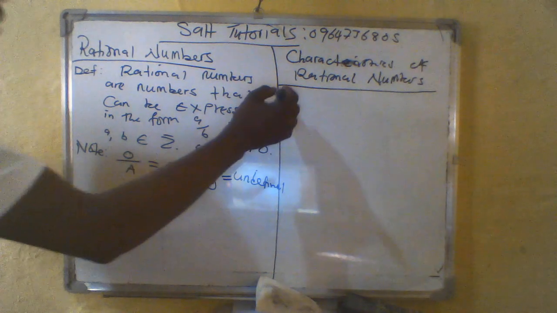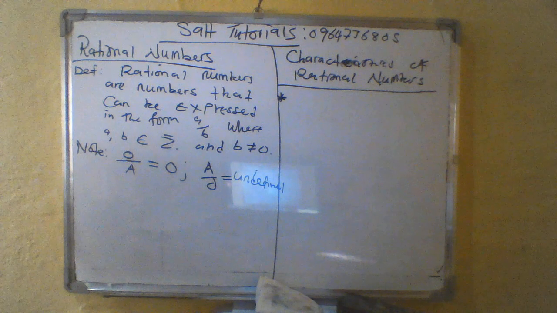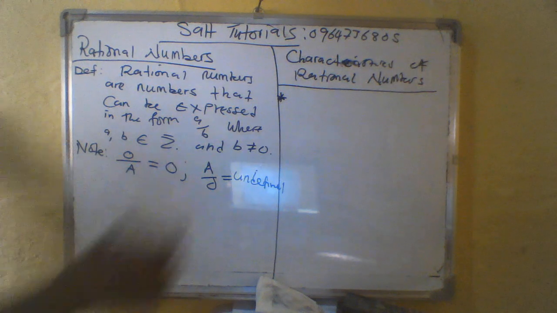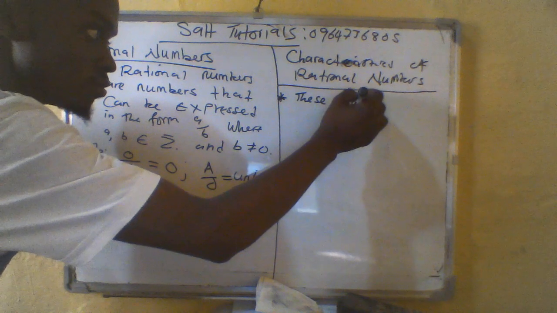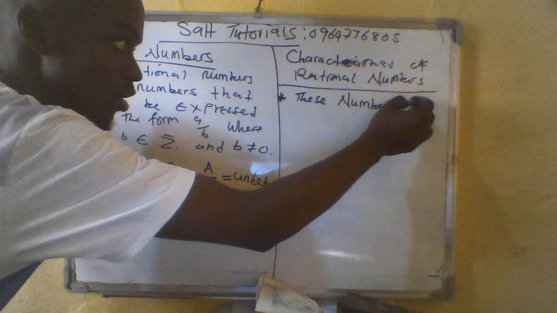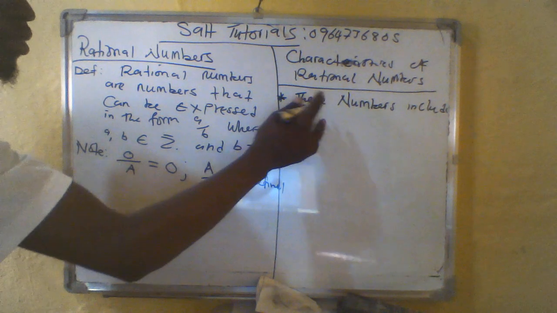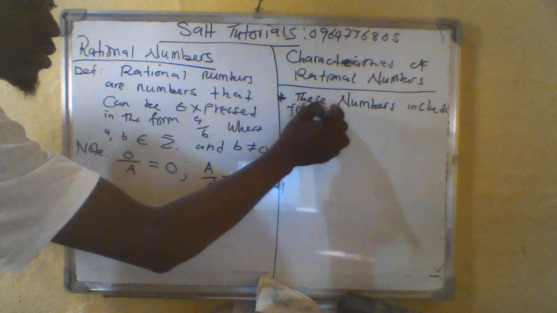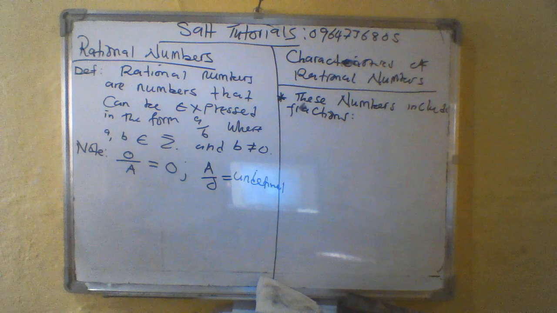So the first point which you have to understand here is that one of the features of rational numbers is that these numbers include fractions. That's the first point. When we want to list numbers which are rational numbers, we're talking about all fractions. All fractions are basically rational numbers. So these numbers include fractions.